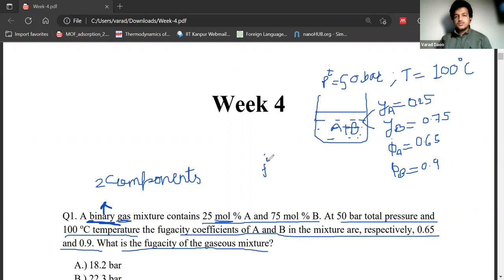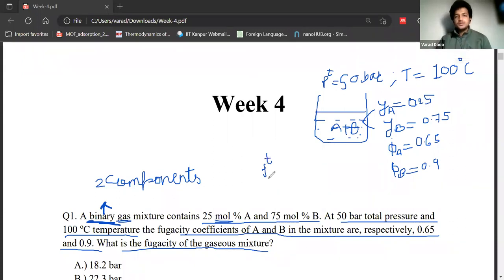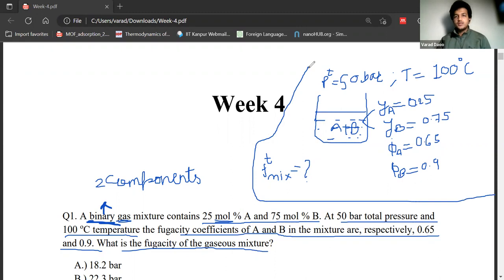And then we are asked: what is the total fugacity of the mixture? Okay, so this is the problem statement. Does anybody have any question in understanding the problem? Is the problem clear to everyone?